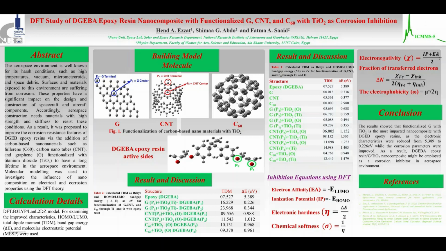The results showed that functionalized graphene with TiO2 is the most impactful nanocomposite with epoxy resins, as the electronic band gap was reduced from 5.389 to 0.226 eV. Also, the corrosion parameters were calculated and confirmed an improvement according to composition. After collecting the studied parameters together, the epoxy resin/G/TiO2 nanocomposite might be employed as a corrosion inhibitor in aerospace.